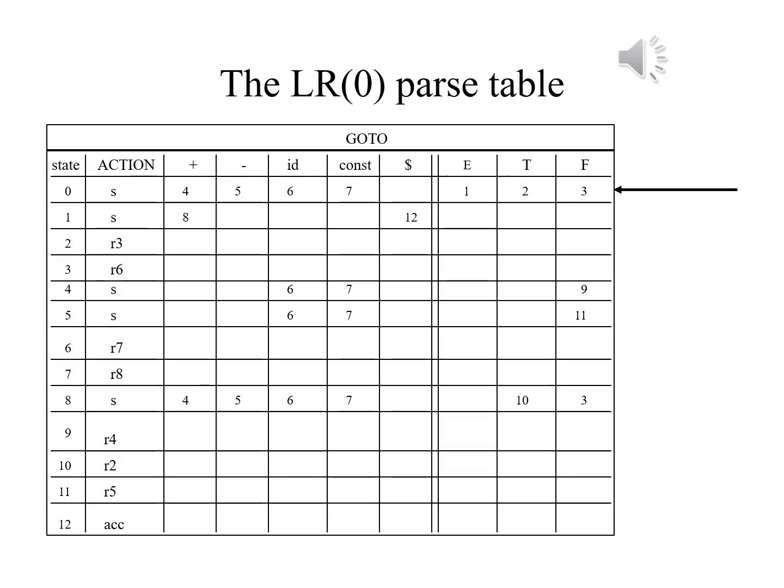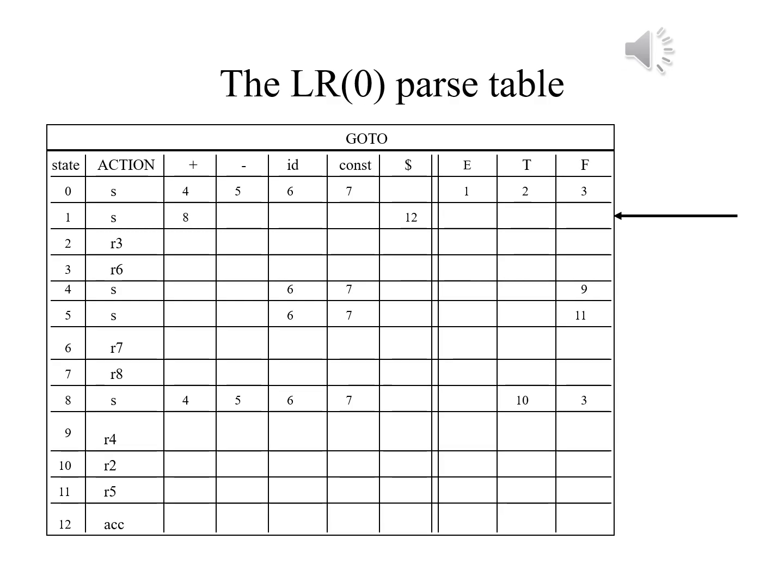If you follow the arrows, you will see that we will transition to states 4 and 5 on plus and minus respectively. We will transition on ID and constant to states 6 and 7 respectively. There is no transition on the end of file marker because it doesn't appear immediately before the dot anywhere in state 0. Similarly, we will transition on E, T, and F to states 1, 2, and 3 respectively.